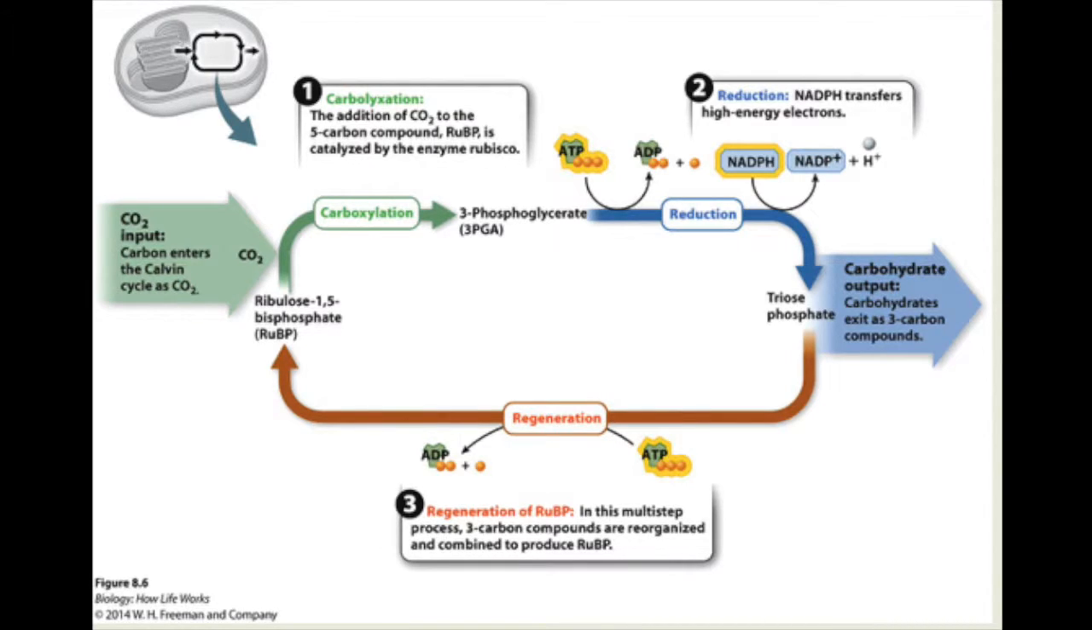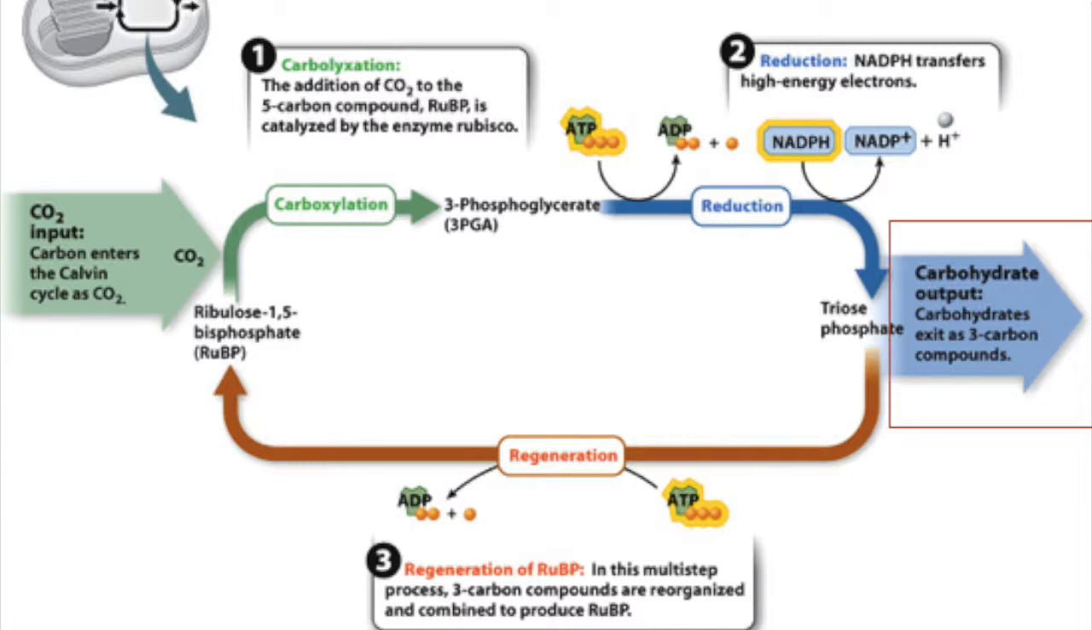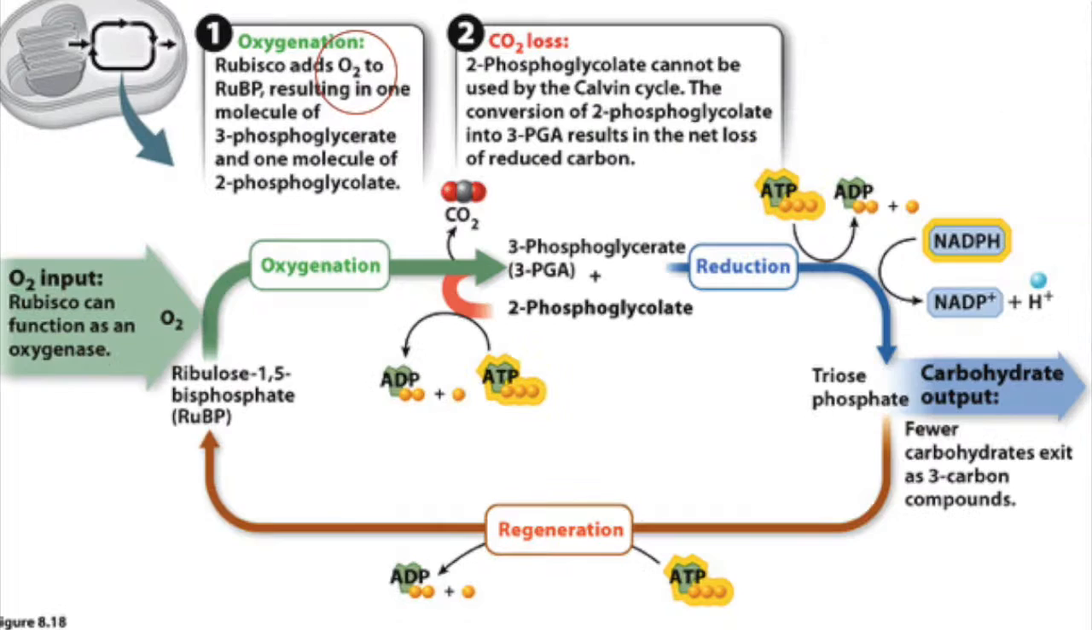The Calvin cycle consists of three stages: carboxylation, reduction, and regeneration. Carboxylation is where the addition of a CO2 happens, producing 3-phosphoglycerate, 3-PGA. In reduction, NADPH transfers high energy electrons. NADPH is changed to NADP+. And in regeneration, ATP is converted to ADP. This reaction is driven by an enzyme called RuBisCO.